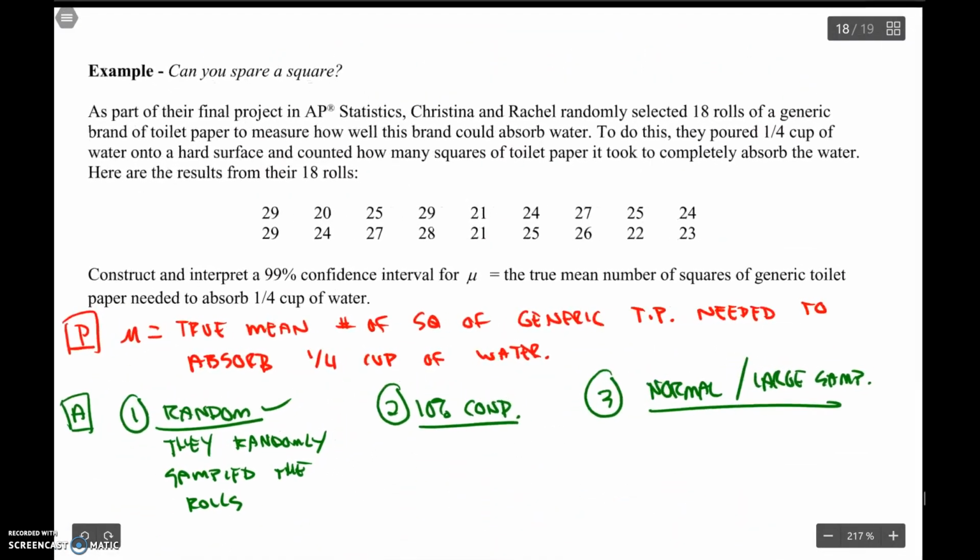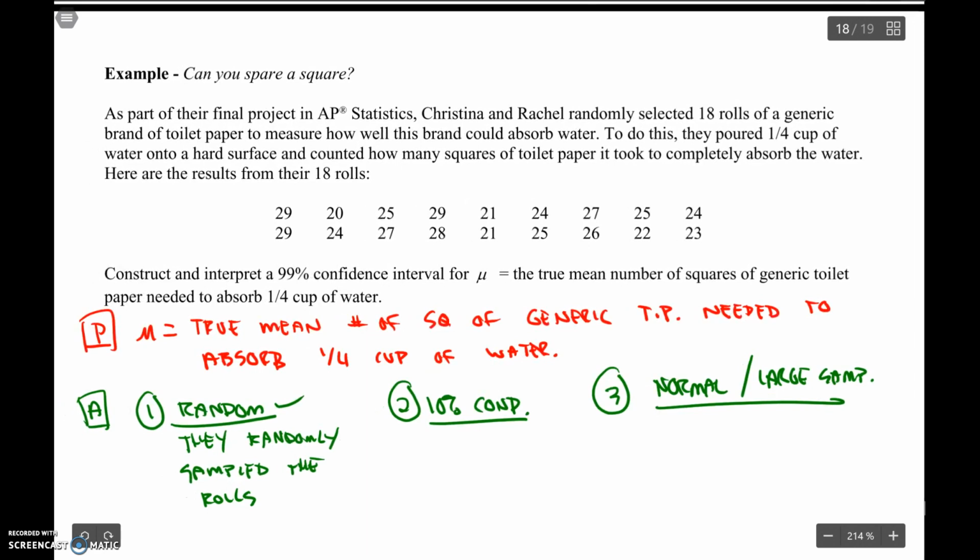Let's do another one. Can you spare a square? For their final project, Christina and Rachel randomly selected 18 rolls of generic TP. And they were measuring how well this brand could absorb water. They were probably comparing the generic to a name brand, but this is just the data for the generic. To do this, they poured a 1/4 cup of water on a hard surface and counted how many squares of toilet paper it would take to completely absorb the water. Interesting. So here's the raw data. So for the first roll of paper, it took 29. The second roll of paper, it took 20, and so on.